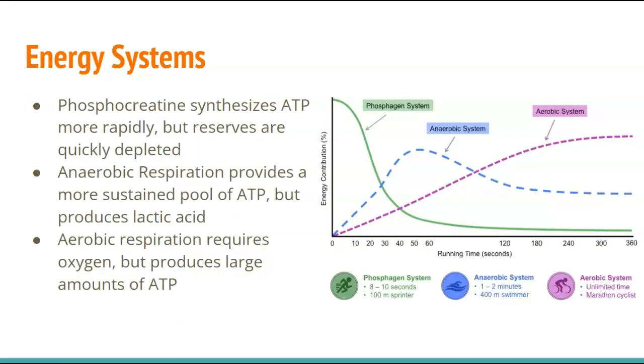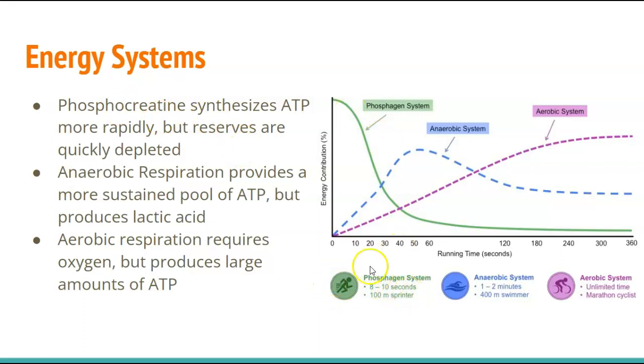And then energy systems. So this is our last thing. This is just showing you how your energy is able to last or not last. So phosphocreatine synthesizes ATP rapidly, but the reserves are basically gone in about 30 seconds. So it's great, but you know, it's not the best. Anaerobic respiration provides a little bit better of a pool of ATP, but it will eventually produce lactic acid, which is not ideal, right? And then aerobic respiration requires oxygen, of course, but because it produces such a large amount of ATP, it's a better system. It is the best system.